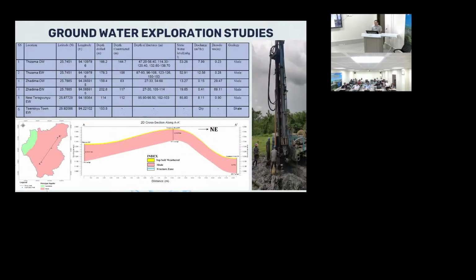We also did some groundwater exploration study. For the first time, CGWB did groundwater exploration studies in Nagaland, in Kohima district. It was quite interesting that we found huge discharge in Kohima district, where the formation is sandstone and shale, completely shale. We got a discharge of around 12 to 13 liters per second in that borewell. So even in those kinds of formations like shale and sandstone, the discharge was quite high, around 12 to 13 LPS in that borewell.